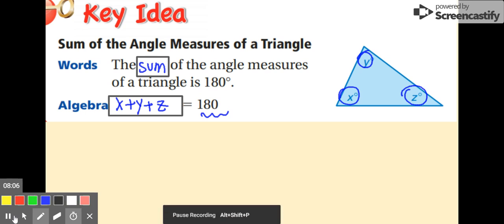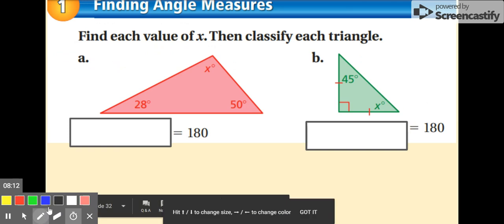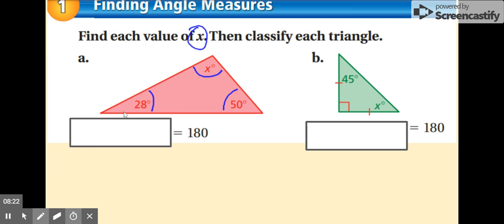So let's practice with an example. All right, so we have 3 angles. A triangle always has 3 angles. But now we know 28 and 50, and we don't know this angle, right? We need to find this one. So I'm going to use the definition. I'm going to add 28, 50, and X, because I know the sum is going to be 180, right? When you add them all together.